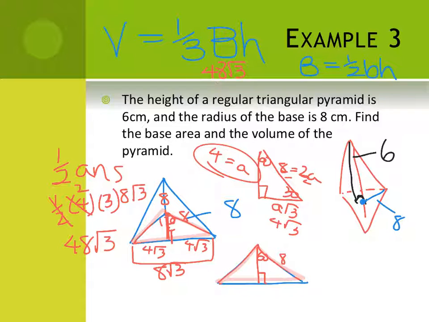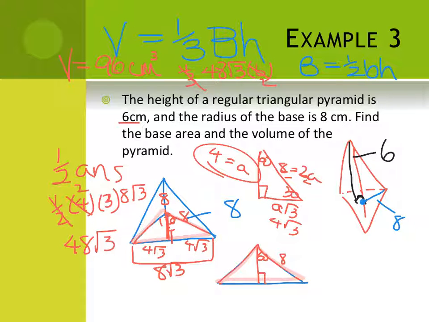multiplied by the height, which was given, times 6, times 1/3. I could simplify the 6, make it a 2. So the final volume of this pyramid is going to be 96 centimeters cubed.